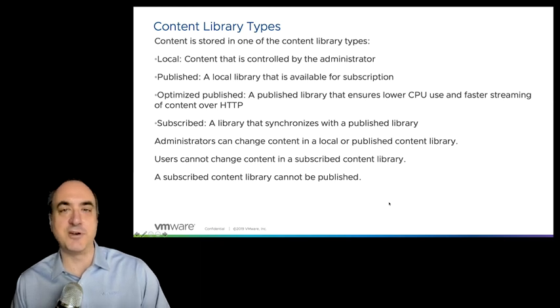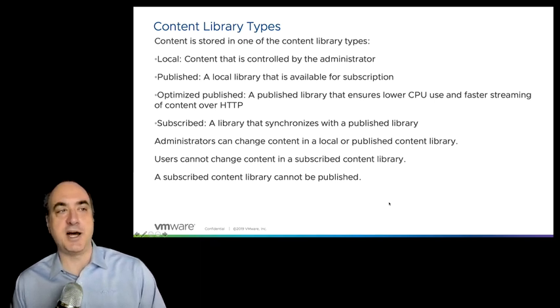Now, like I already mentioned, there are a couple different content library types. There's the concept of a local library, a published library, an optimized published library, and a subscribed library. What are all the differences here? Well, a local library is basically content that is controlled by the administrator. That is where all of the source of all of your images go. Now, that's local to the vCenter server that you created the first library on. That vCenter server might have multiple data centers. Well, you still just use that one local library for all of your data center servers. You'll essentially have the library stored probably on an ESX server data store.